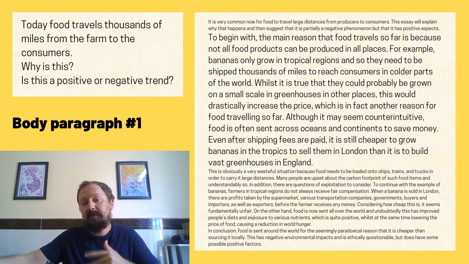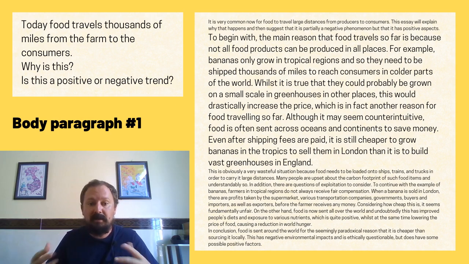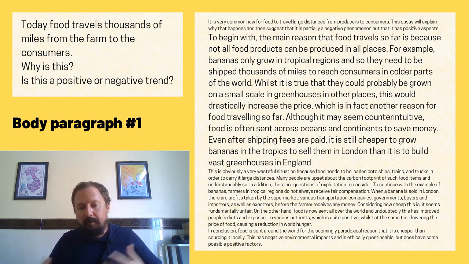it seems like it would be an expensive thing, but actually it's quite cheap. So this is why it's done. I'm going to explain that even more here. Even after shipping fees are paid, it is still cheaper to grow bananas in the tropics and sell them in London than it is to build vast greenhouses in England. So I've continued by building upon and explaining to put a clear idea in my reader's head of why it is that I think this is done.